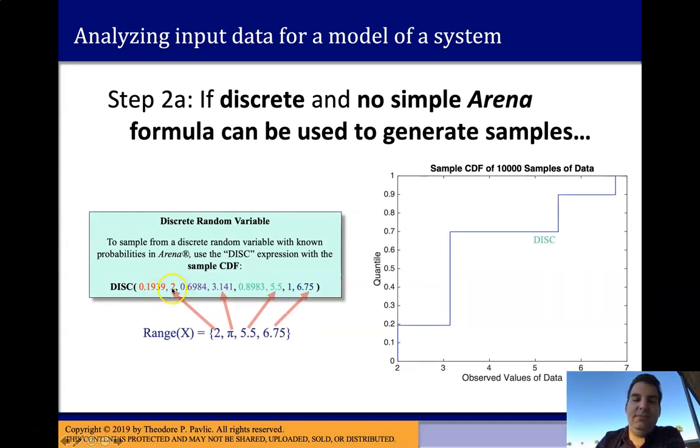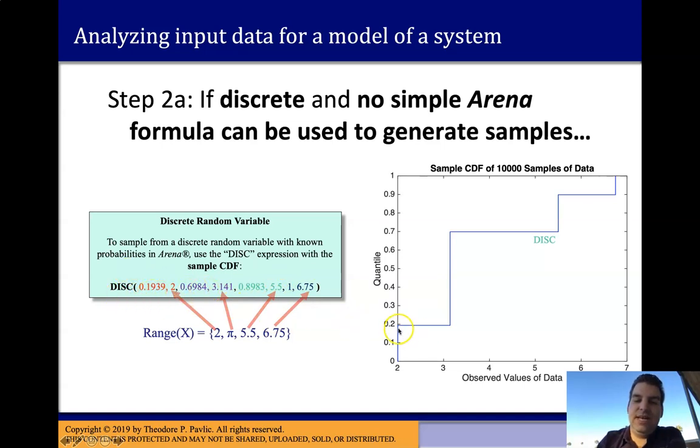And so here are my outcomes: 2, 3.14, 5.5, and 6.75. Inside Arena, if I don't have any formula like a Poisson that I can just simply implement inside Arena with a single parameter, and I have to use the probability masses directly, I can use the DISC function inside Arena. But I have to use that cumulative distribution inside here. So I notice the range here. These are my 4 outputs, and they show up here. And the cumulative probabilities show up here.